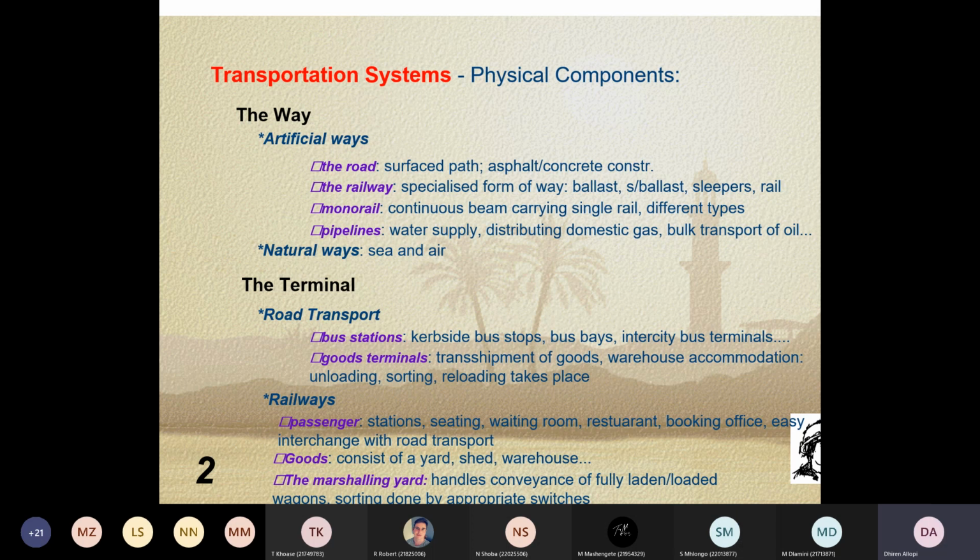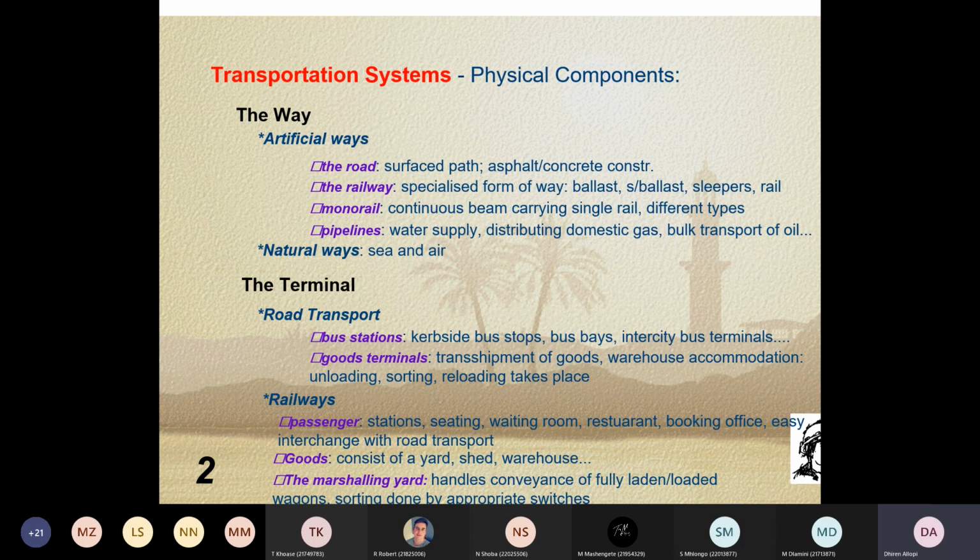Or you could get to a curbside, a simple form of bus stop on a curbside, and board a bus. So those all fall under your bus stations. Goods terminals, yes, like you have your warehouse to accommodate your goods, your containers, unloading, reloading of your containers taking place at your goods terminal, sorting out of goods.